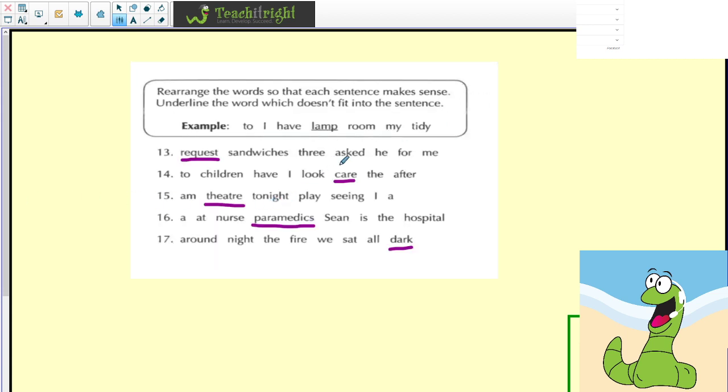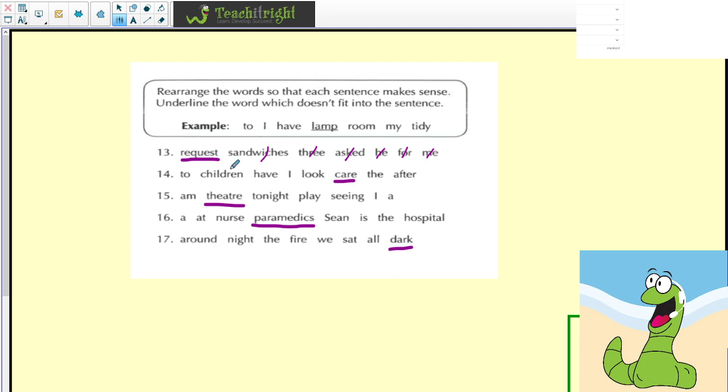Now, these ones are reshuffled sentences, so let's just have a little look down through and see how we create those reshuffled sentences. So the first one is request is the word that you didn't require, and he asked me for free sandwiches. He, as a pronoun, he asked me for free sandwiches. So that leaves you with request.